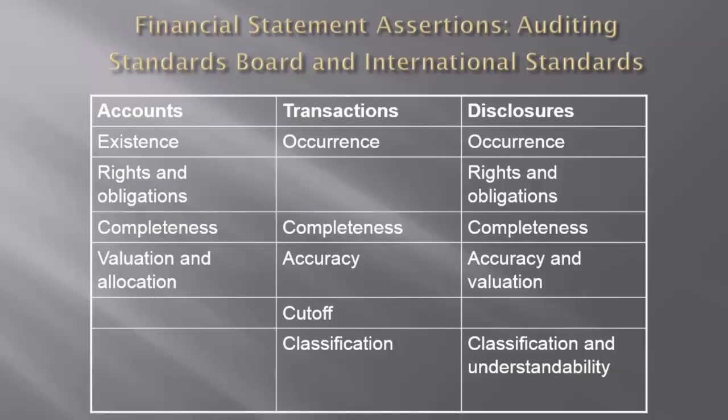We're certainly looking at accuracy. Cutoff is basically looking at whether the transaction is reported in the correct year. When you do your CPA exam, you're clearly going to see issues related to items that were sold on December 31st but not shipped until January 3rd. Where is that transaction? Is it this year, or is it next year? Those are the kinds of things you're going to be looking at. Disclosures, we're looking at occurrence, rights, completeness, accuracy, classification, and understandability.